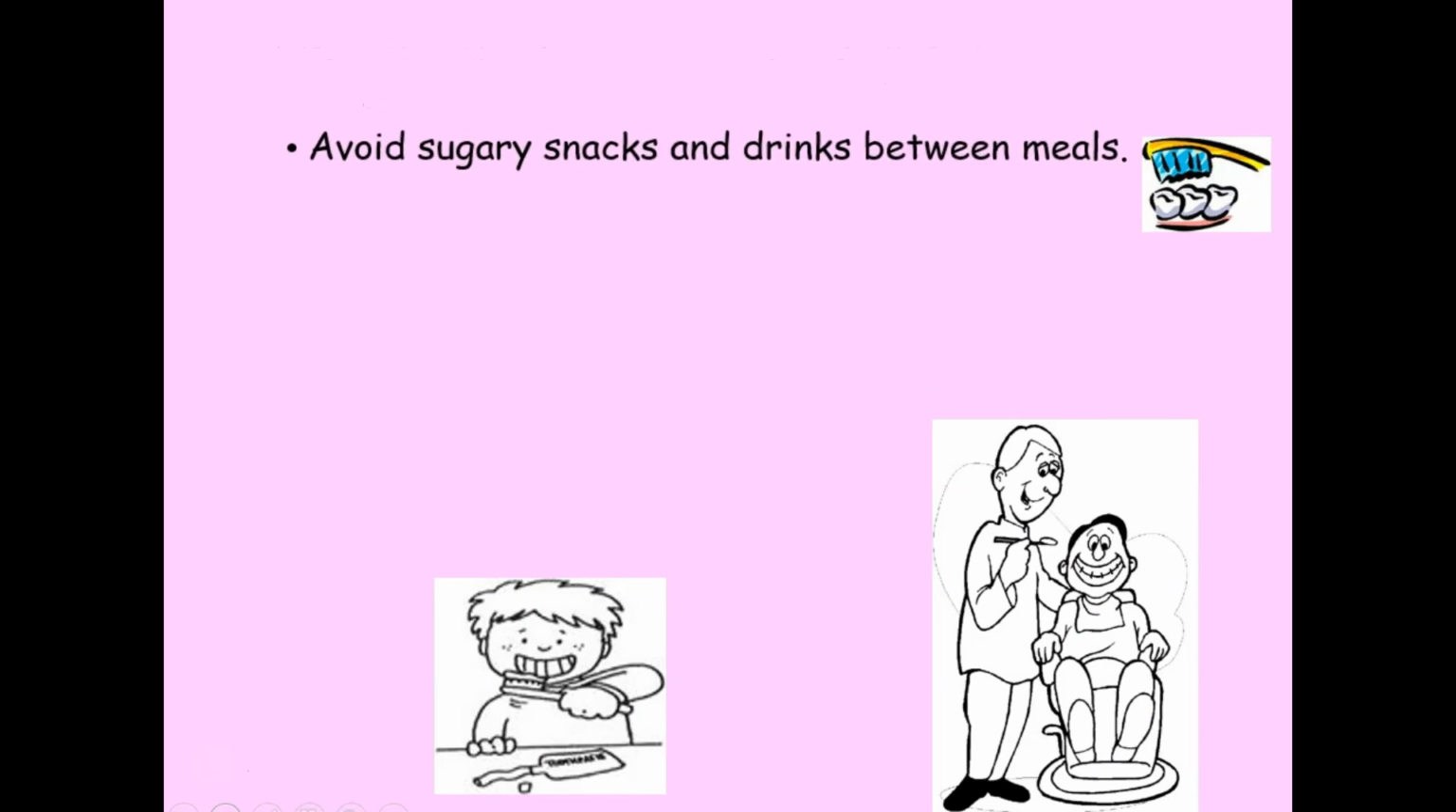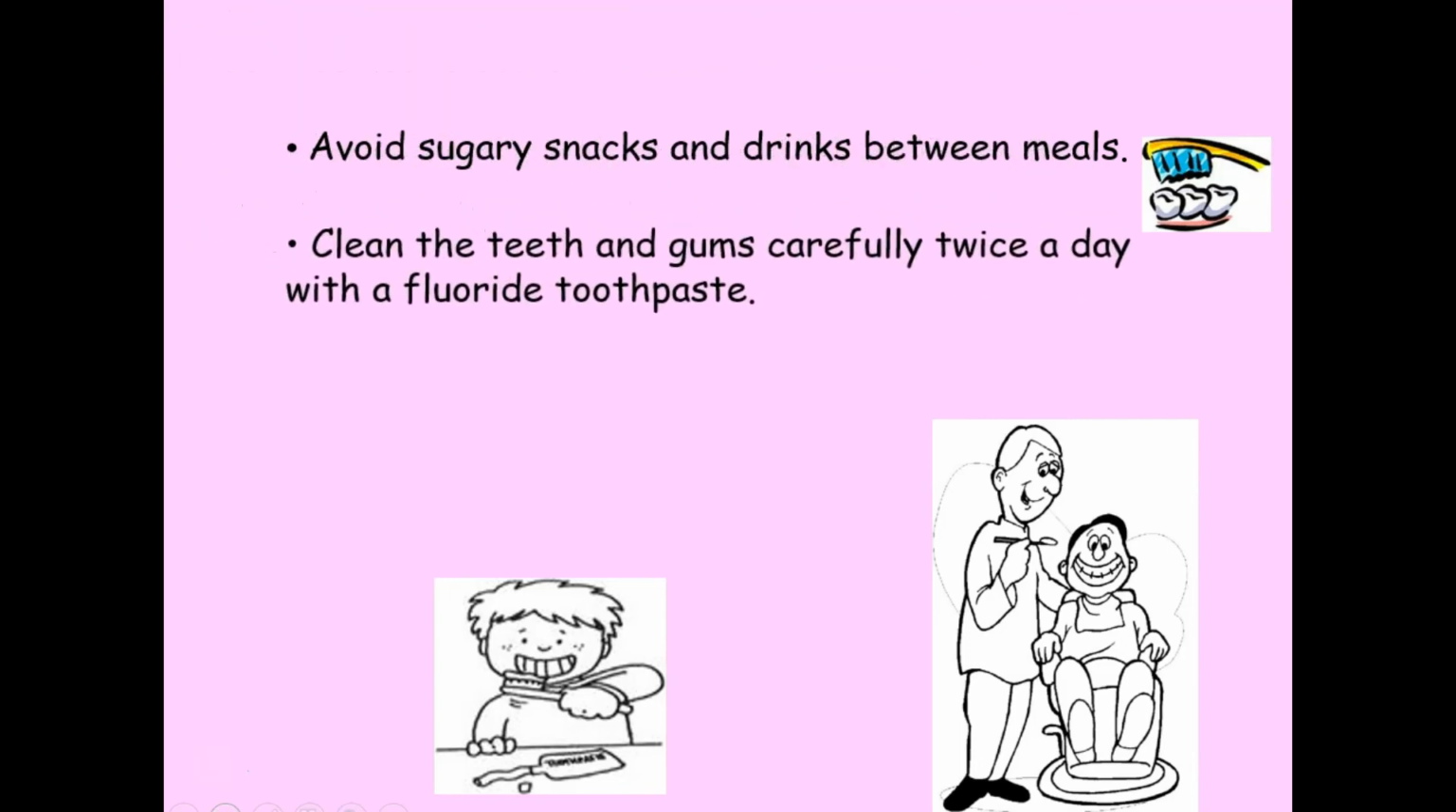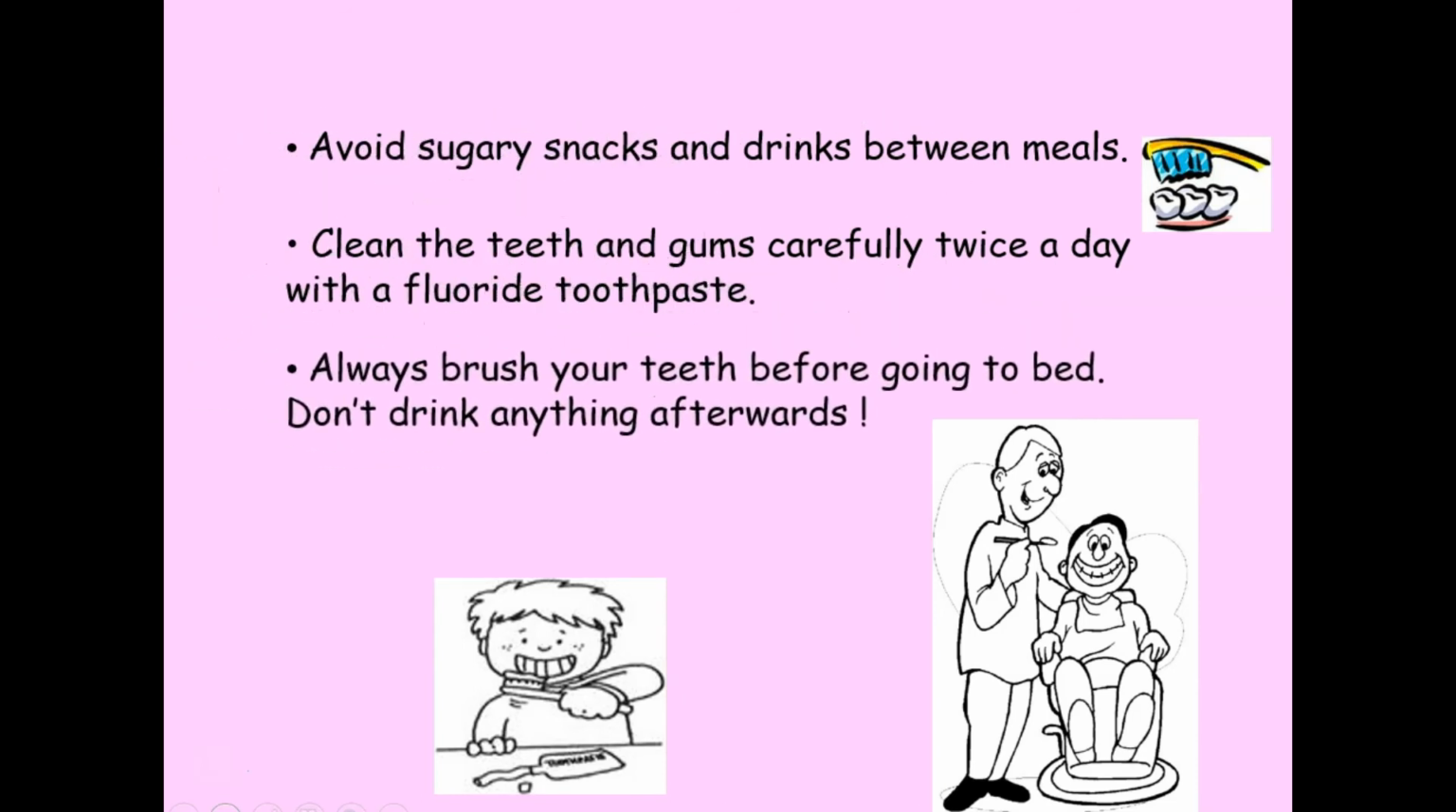Okay, so let's just finish with a few reminders. Avoid sugary snacks and drinks between meals. Clean the teeth and gums twice a day with a fluoride toothpaste. Most toothpaste you buy these days contains something called fluoride. Always brush your teeth before going to bed, and then don't drink anything afterwards. Perhaps water is fine, but don't drink anything sweet or acidic like juice afterwards. And visit the dentist regularly. At your age, you should all be going to the dentist every 6 months.